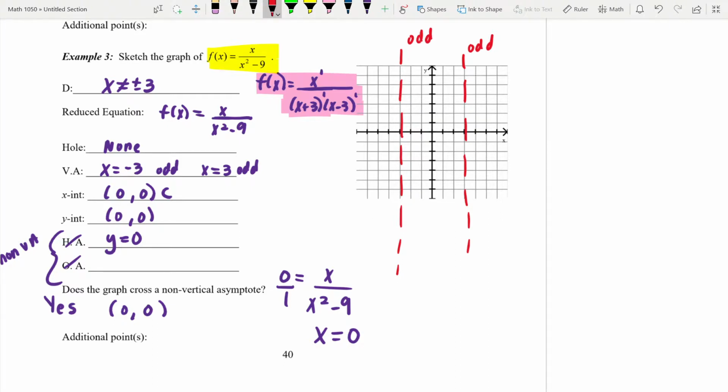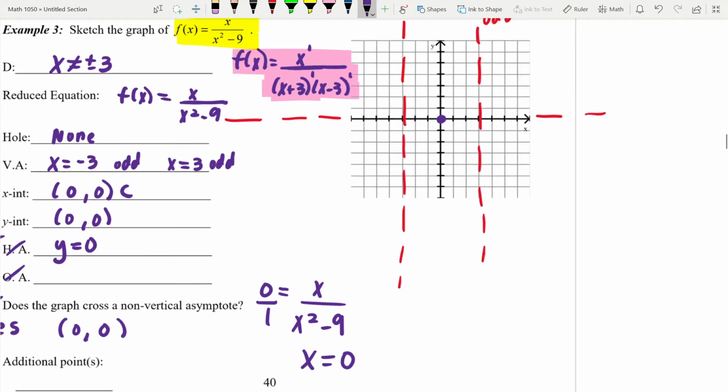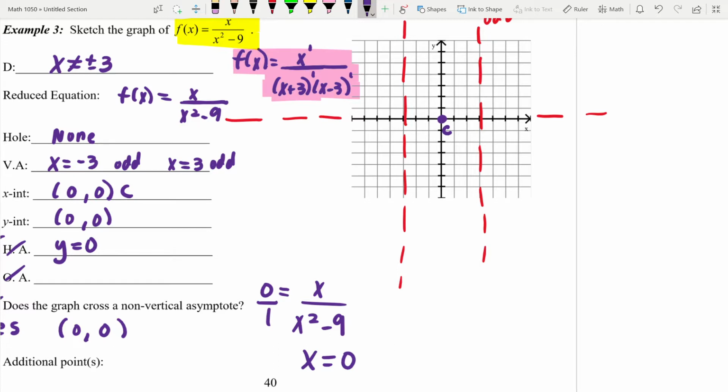How many parts is my graph going to have? Tell me. 3. Right, center, and left. The non-vertical asymptote is y equals 0. Should I fill the center in or leave it open? Why open? Because it's going to cross it. Where's it going to cross it? At 0, 0. So put a dot right there. And I want you to put the letter C right there because it's going to cross.